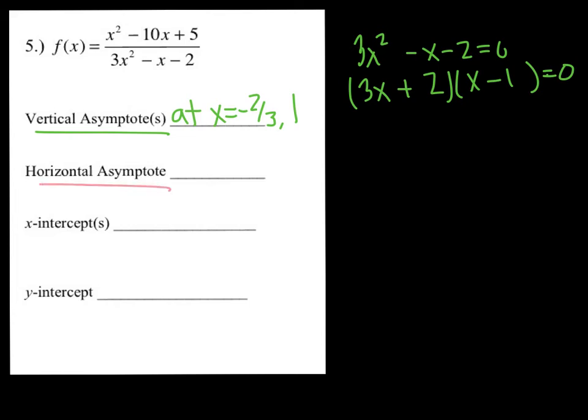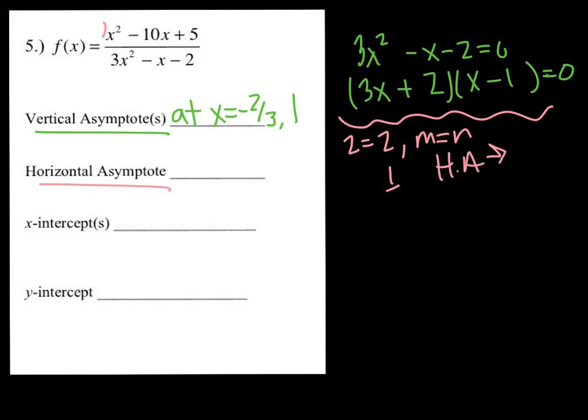Now your horizontal asymptote. Remember, you're looking at your exponents. So we've got x squared and x squared, so 2 equals 2, m equals n, so we end up dividing. What's in front of your x squared? 1. 1/3. So 1 horizontal asymptote. And you'll never have more than 1 horizontal asymptote.